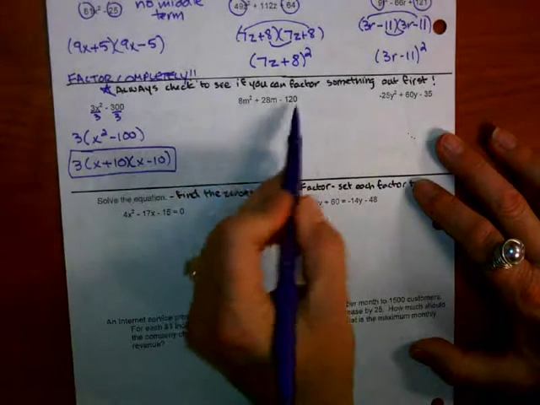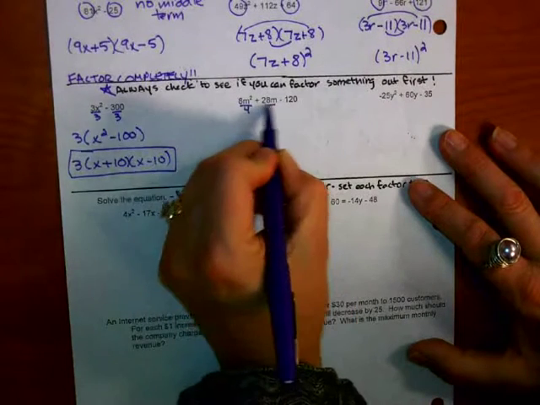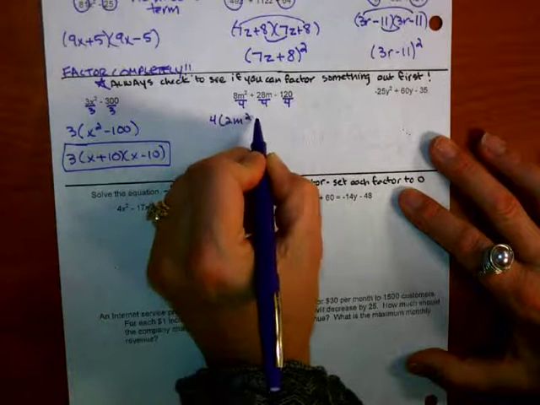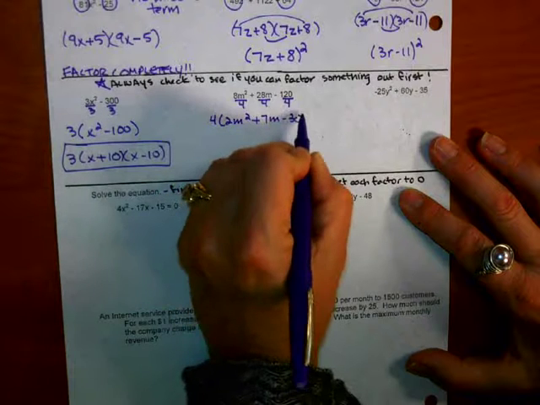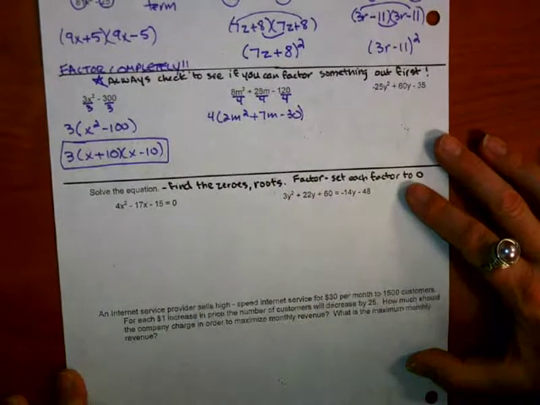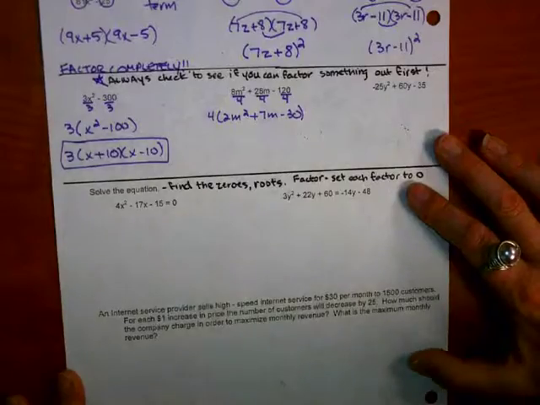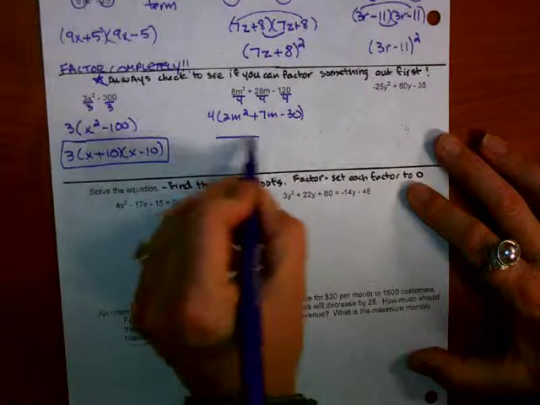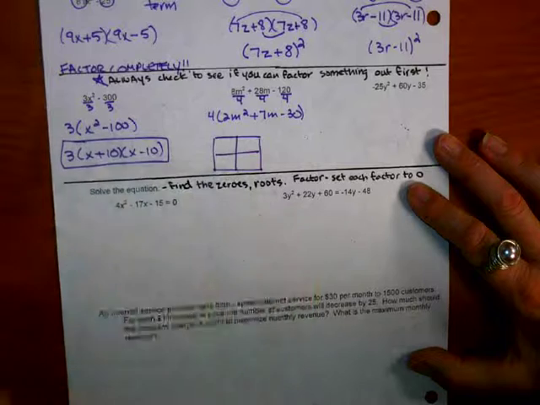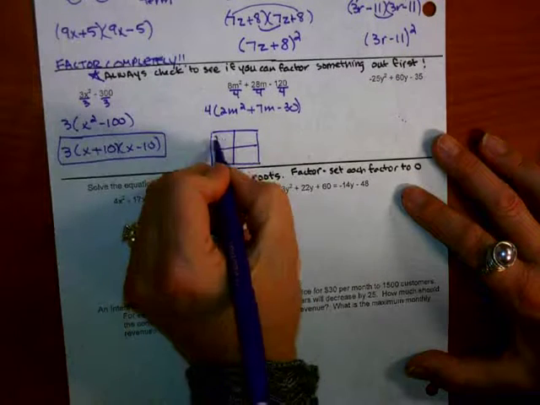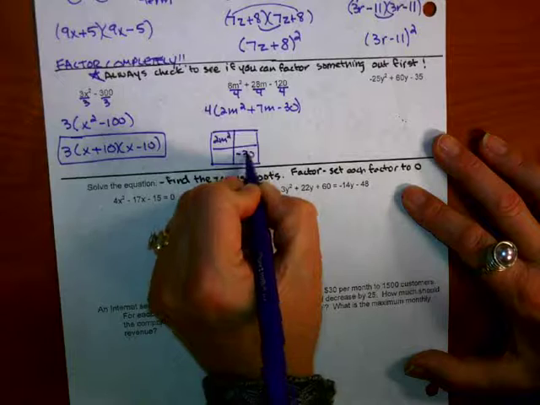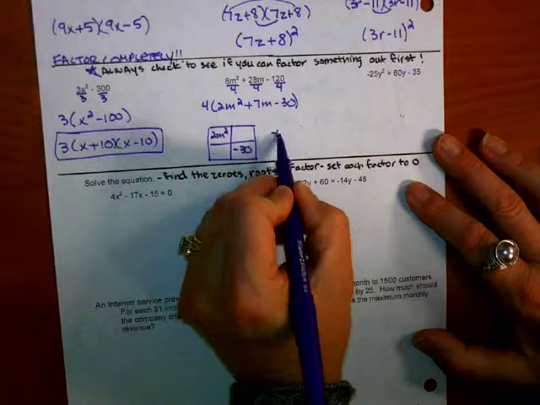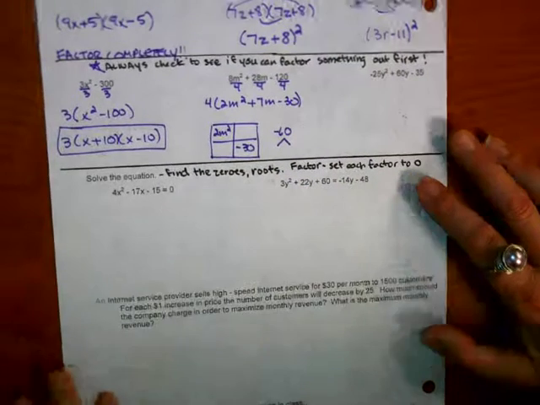What can I divide out of here? 4, let's do it. Okay, I'm dividing out a 4. Do I have anything special going on there? Not really. Which means I have to do what? Box day. 2m squared here, negative 30 here. When I multiply a and c, I get negative 60. I need factors of negative 60 that add to 7.